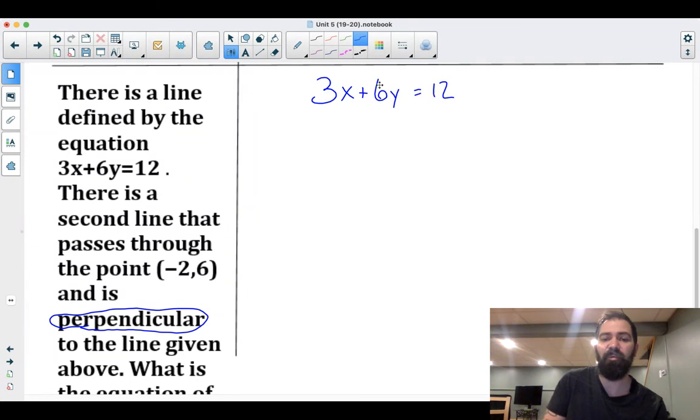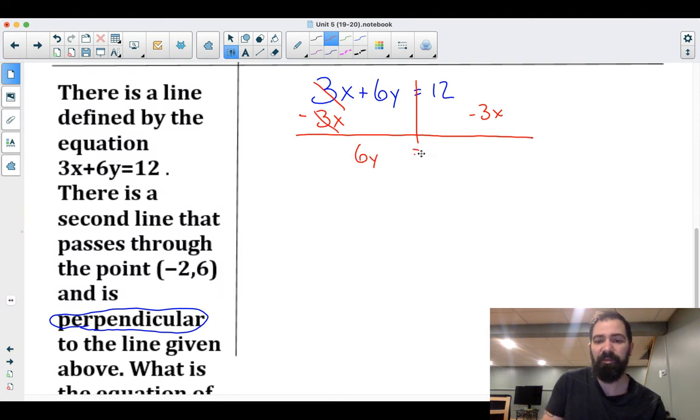So the first step is to get the y by itself. So let's do that. To get the y by itself, first thing you want to do is get rid of the 3x. And that's a positive 3x, so we are subtracting 3x from both sides. We get 6y equals, and I'm going to flip these around, negative 3x plus 12. And next is get rid of this 6, so we are dividing by 6. And again, we are dividing everything by 6. 6 divided by 6 is 1, so we are just going to write y equals negative 1/2 x, simplified, plus 2.